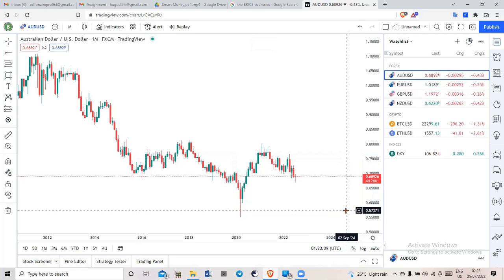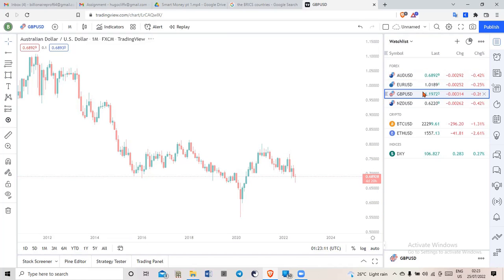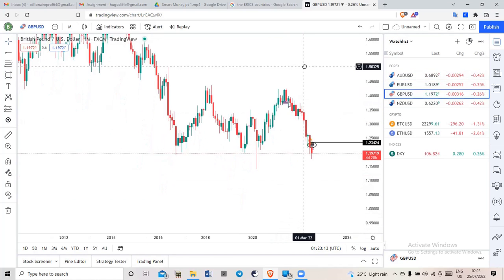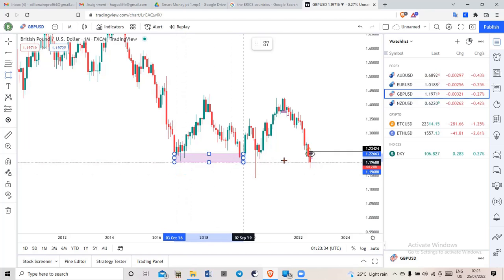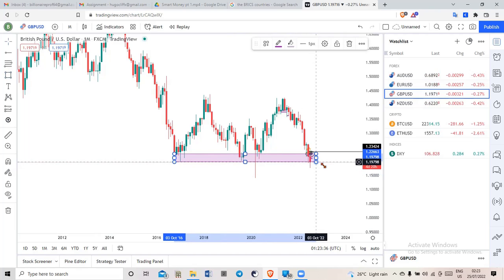So when we want to determine our major level, you come to the monthly time frame. You locate where price is currently. Where is the nearest support and where is the nearest resistance? The nearest support is the area where price has touched twice. So this is the nearest support to price, right? This is the nearest support.